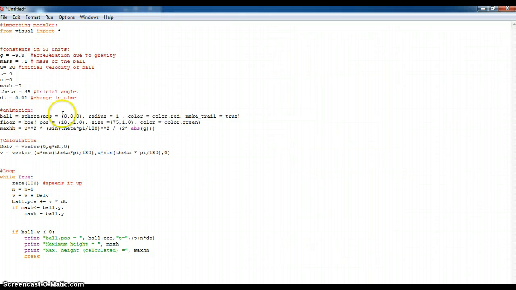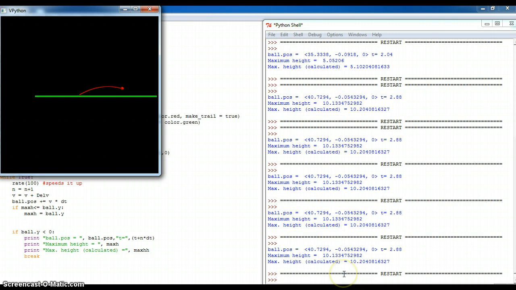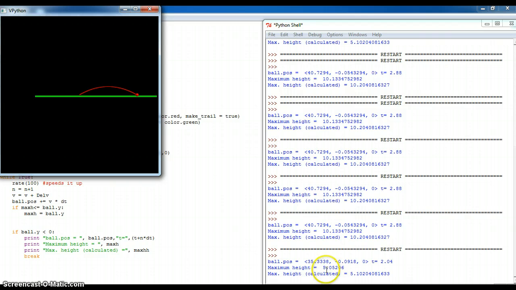So now let's just change the value to 30 degrees, so maximum height should decrease. So let's run this program. Yeah, as we see the new value, the maximum height decreases as theta decreases, and there's less maximum height than at 45 degrees.